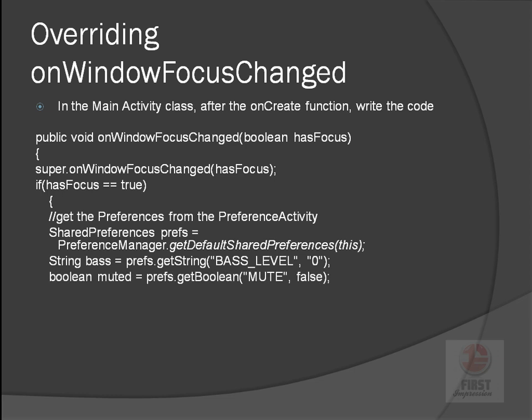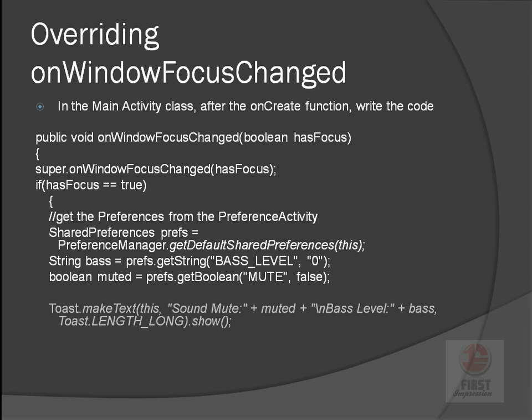Similarly, we'll have a muted variable that was boolean. So we'll say prefs.getBoolean mute, false. This false and 0 are the default values of the preferences. Let's toast them. So we'll say Toast.makeText, sound mute is muted, and base level is base. So if the sound was muted, you will get sound mute true. If the base level was 7 dB, you will get base level as 7 dB. I hope we are clear with this.